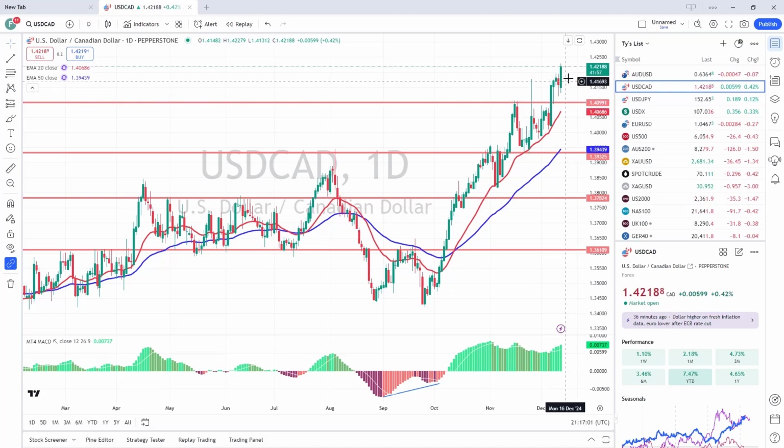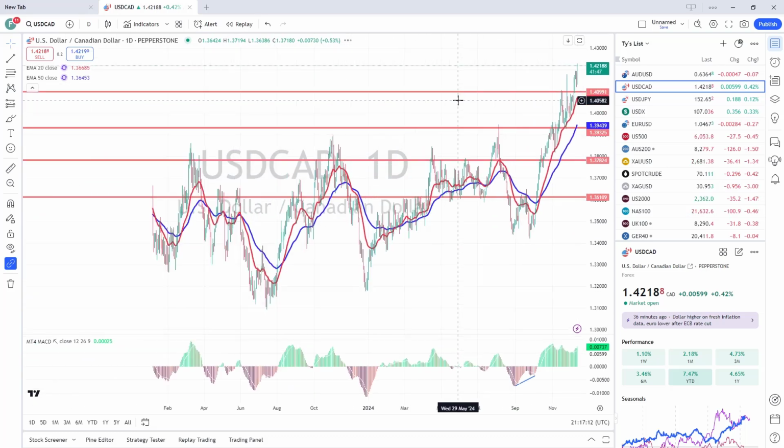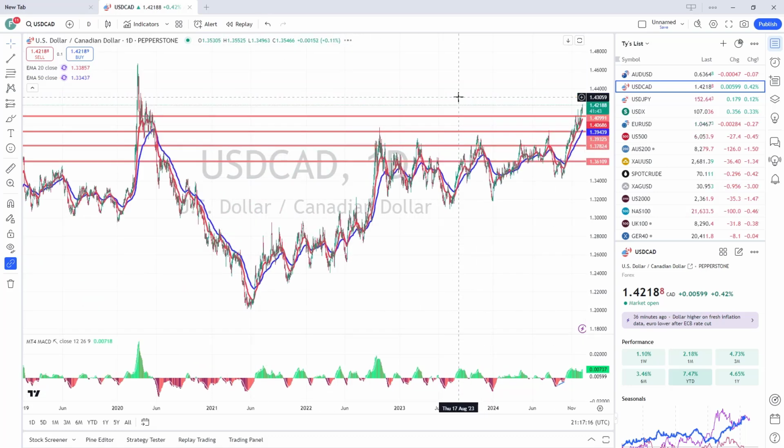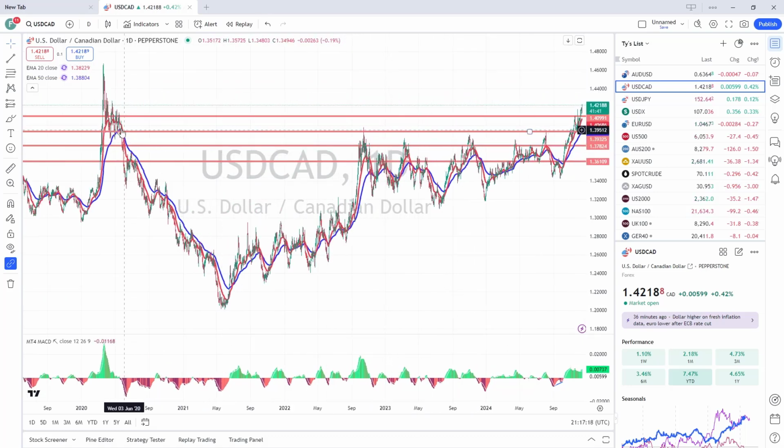Because the problem with what we're doing, if you're entering here, the last proper pullback is down here, and that's where your stop loss has to be. So it's a very, very big stop loss for going into an area that you've got to go back a long, long way to see. Here we are. The last time it was at this level was basically early 2020.